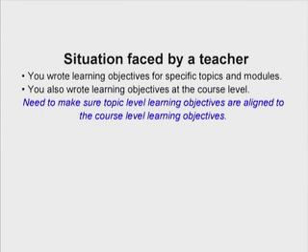So now here is the situation that a teacher faces, where most of us are at this point: you wrote learning objectives for specific topics and modules, you also wrote learning objectives at the course level. But the next point all of us need to pay attention to is to make sure that the topic level learning objectives and the course level learning objectives are aligned with each other. Because one is at a specific level in the course, the other is for the course as a whole. These cannot be independent, they cannot be separate, and they have to be exactly aligned to each other. So this is one requirement that the teacher has to fulfill while doing course design.